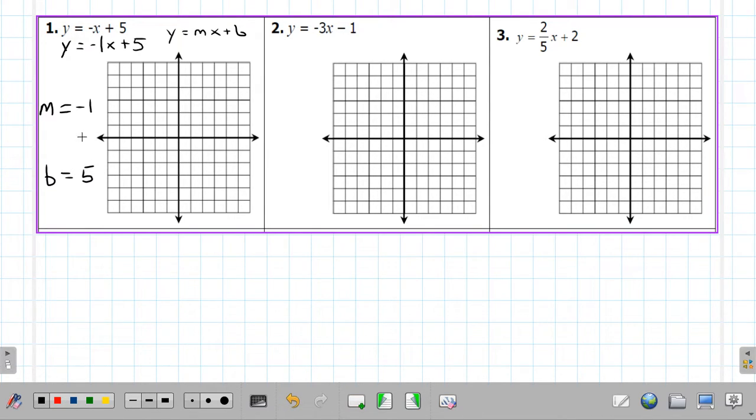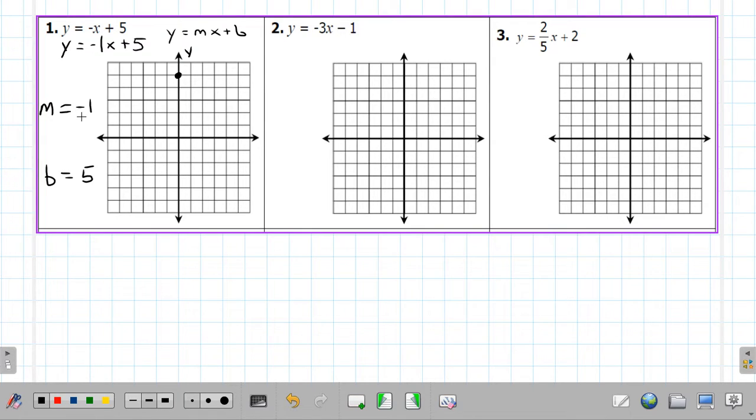Now, first things first, we see the y-intercept is 5. So all we're going to do is on the y-axis, we're going to go up to a positive 5. So we're going to go up 1, 2, 3, 4, 5. And that's actually where our first point will go. All right. So our first point is at (0, 5). That's the y-intercept. And then to find the other point, we use the slope.